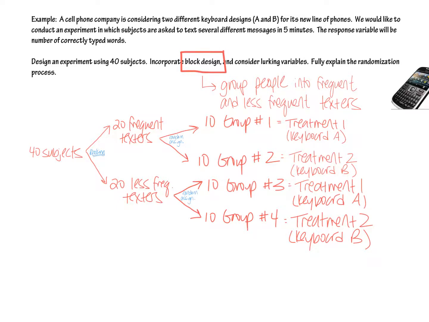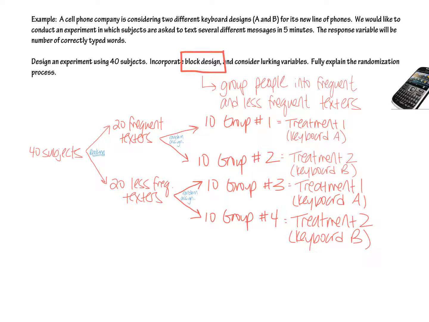So now here's what we got. Our tree just grew a little bit more. What I did with my 20 frequent texters is I randomly assigned half of them to use keyboard A and half of them to use keyboard B, because I want to be able to determine within my frequent texters how many of them were faster with A versus B and vice versa. And I did the same thing for my 20 less frequent texters. So I've divided half of them, 10 into group number 3, 10 into group number 4. So now you can see I have 4 different groups that I'm all testing.